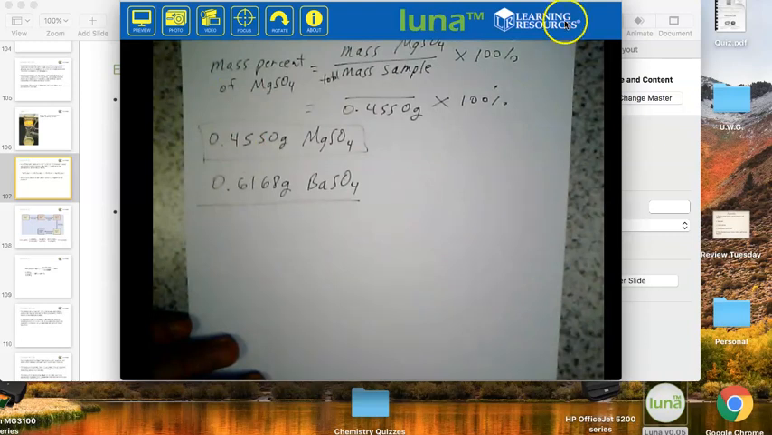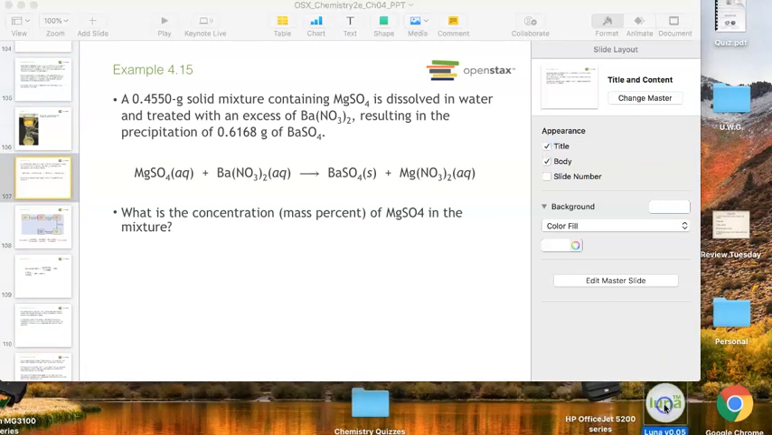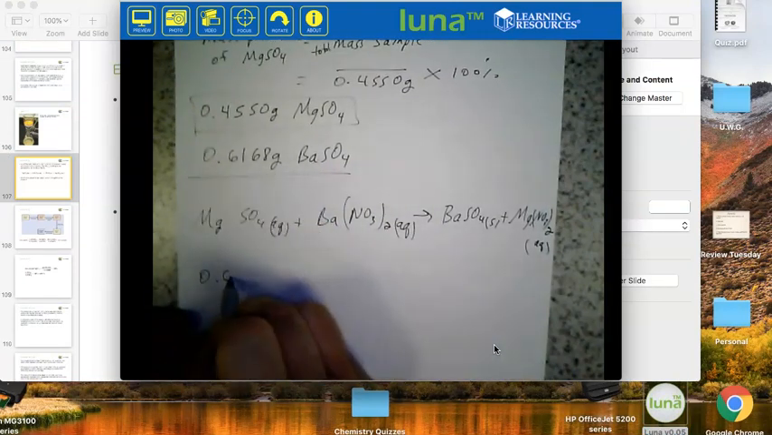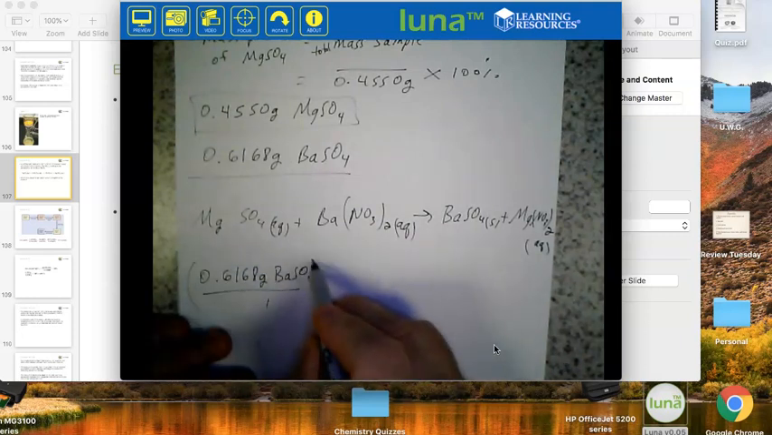So here, looking at my balanced chemical equation, I need to write it down here. 1 mole of magnesium sulfate reacts with 1 mole of barium nitrate to yield barium sulfate and magnesium nitrate. Alright, so we're starting out with 0.6168 grams of barium sulfate. Alright, I need to find my mass of magnesium sulfate in this reaction.